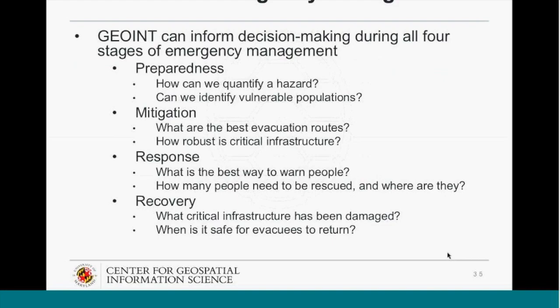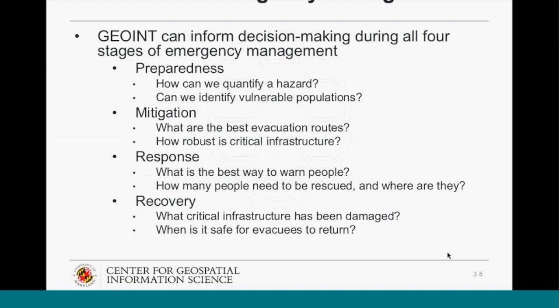The response stage, more appropriately, we'd be thinking about what is the best way to warn people, right? How can we let this massive population know that a hazard is approaching? And then also thinking about how many people need to be rescued and where are they, right? There are very obvious GEOINT applications there, like flying a helicopter over an affected area and figuring out where people are. Exactly, search and rescue. And then at the recovery stage, you could do a post-disaster assessment, really looking at the critical infrastructure that's been damaged, and also trying to figure out when it is safe for your evacuees to return, right?